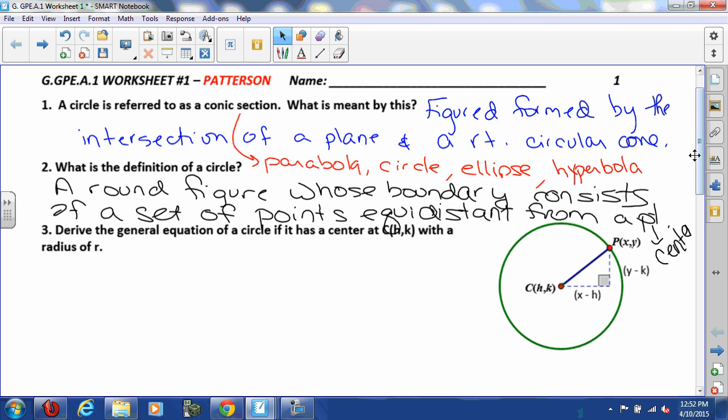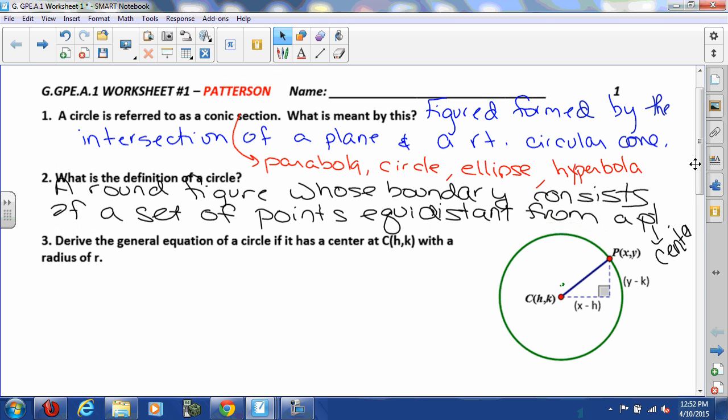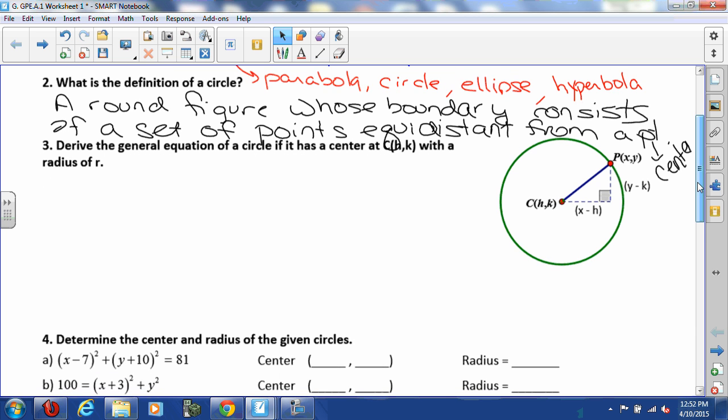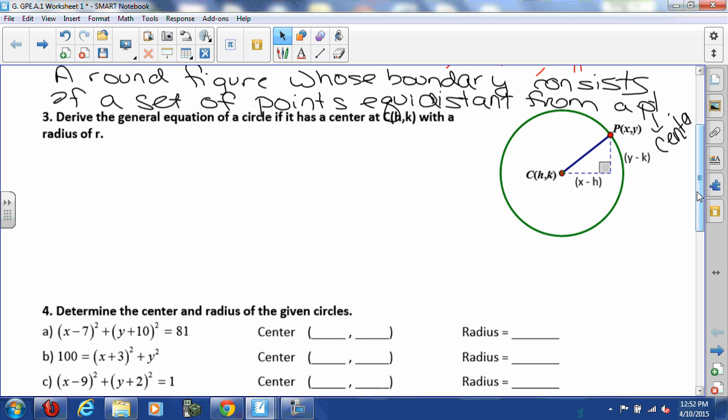One of the big pushes in core geometry is deriving formulas. So this says you want to come up with a general equation for a circle. I want to figure out what the equation of this circle is. I have a center and I have a radius.